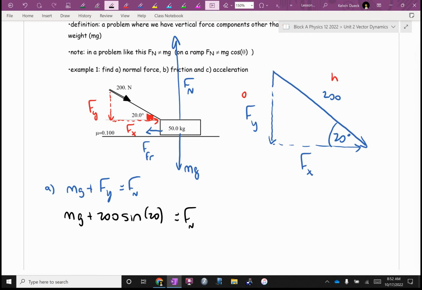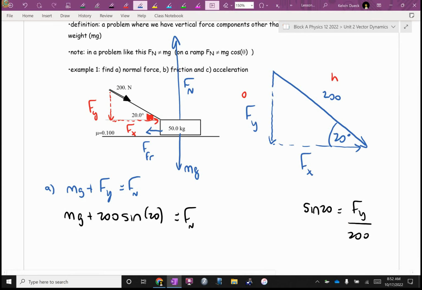So we can use the same trick that we use during projectiles. It's a cheap hack, but it works. Now, if you're not sure, if you did the full trig, you would find sine 20 equals opposite over hypotenuse. Zaina, how would you move the 200 over? You would multiply. Sure enough, Fy is 200 sine 20.